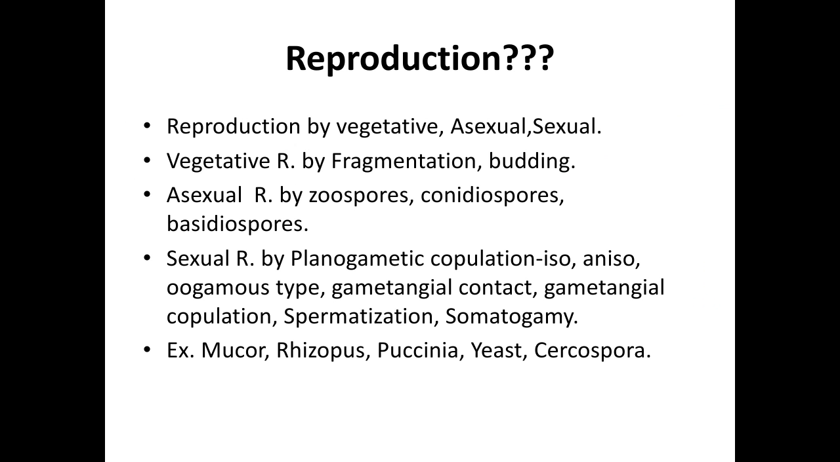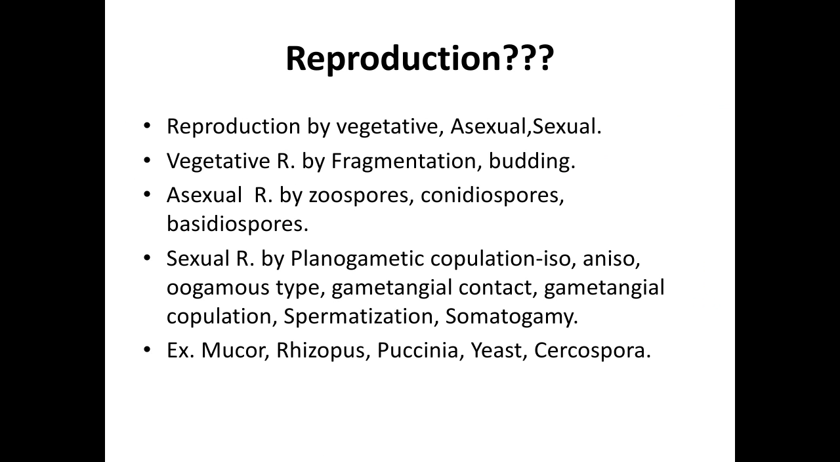Next, reproduction. Reproduction generally takes place by three methods: vegetative reproduction, asexual reproduction, and sexual reproduction. Vegetative reproduction generally takes place by the fragmentation method or the budding method. In the fragmentation method, the fungal mycelium accidentally breaks down into a number of pieces, and each piece gives rise to a new individual. Such reproduction is known as the fragmentation method of vegetative reproduction.